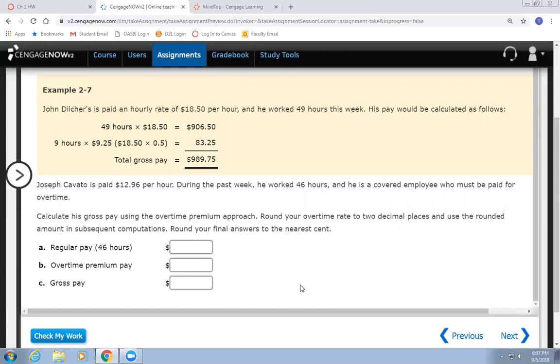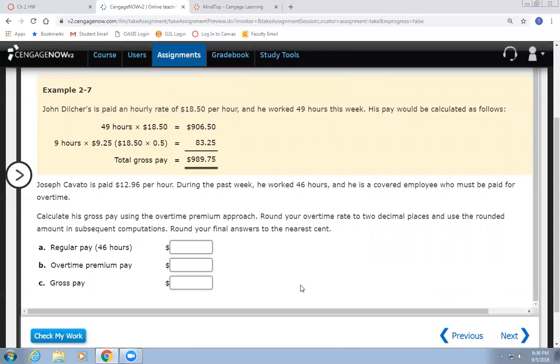So here it says Joseph Cavato is paid $12.96 per hour. During the past week, he worked 46 hours, and he is a covered employee who must be paid overtime. So he's non-exempt. It says we want to calculate his gross pay using the overtime premium approach, okay? It says round your overtime rate to 2 decimal places and then use that rounded amount in subsequent computations.